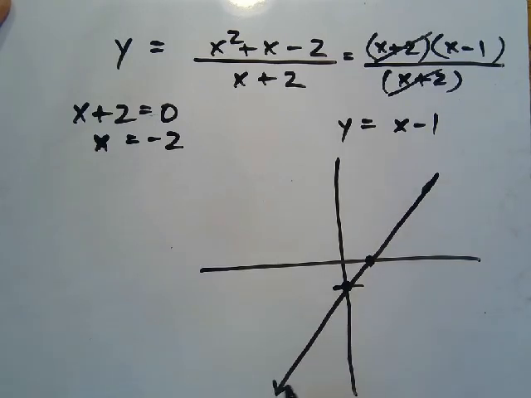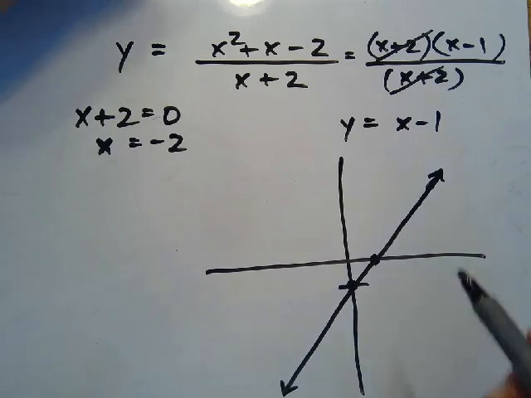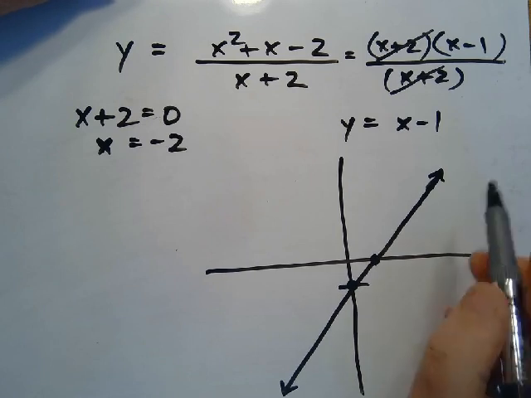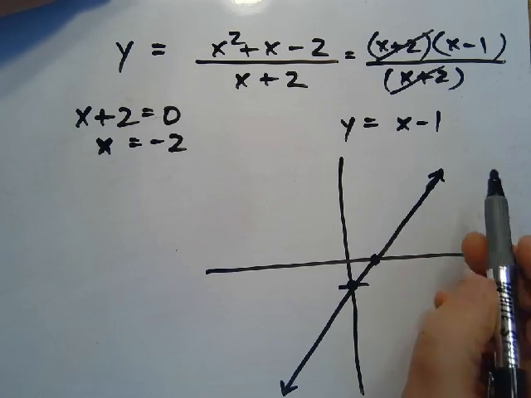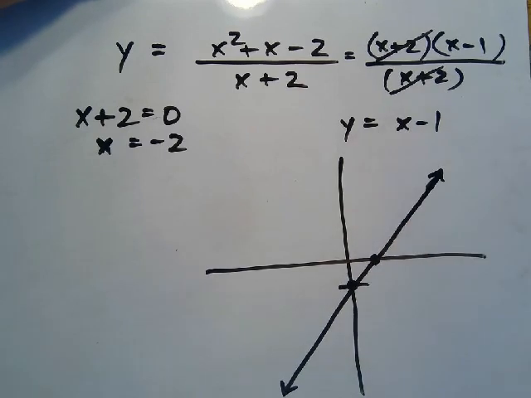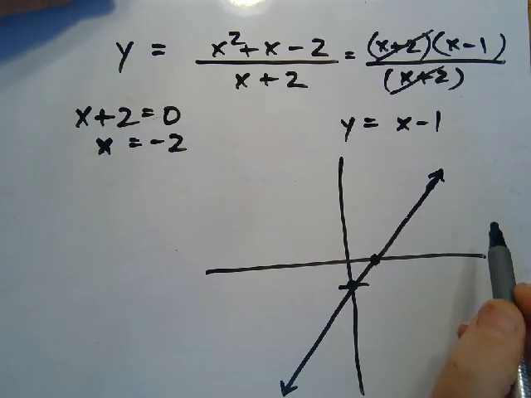So what happens here is that if you can cancel a factor, your graph may look different than the ones we've been looking at. Sometimes there may be a curve, maybe not, but the graph may look different. In this case, it produced a linear equation. So there is no vertical asymptote. I can't put an asymptote in here because it's not approaching anything.